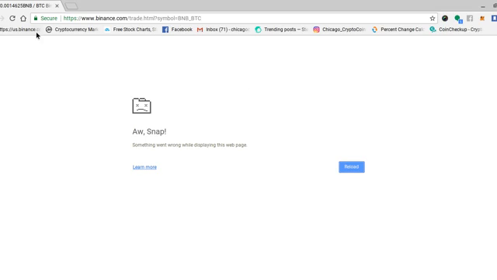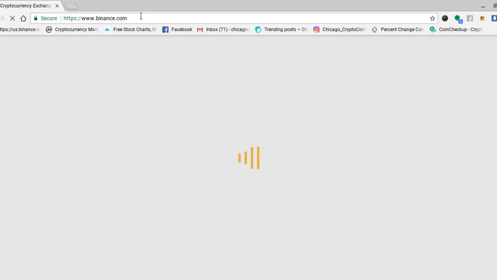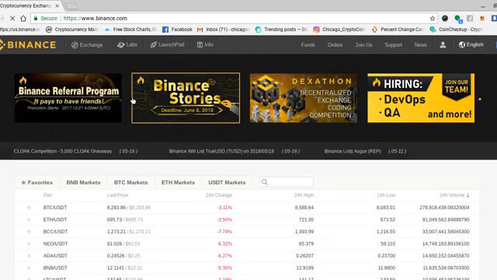So now we're waiting for the page to load up. Let's exit. Let's go back. Let's see if we can finally have the page load up for us. Since closing all other tabs, let's see if we can get the page to load up for us. So we are back to the home screen.